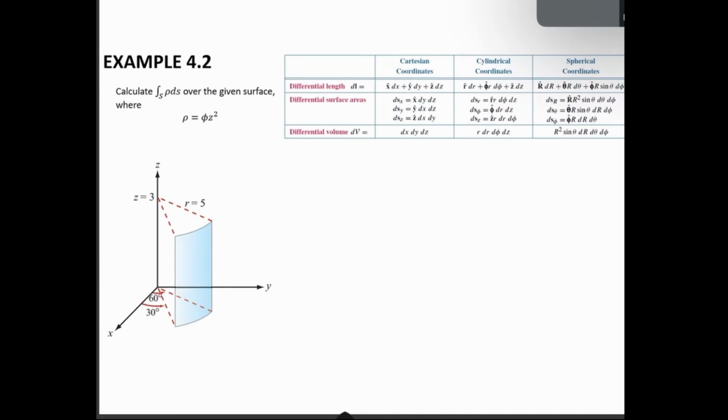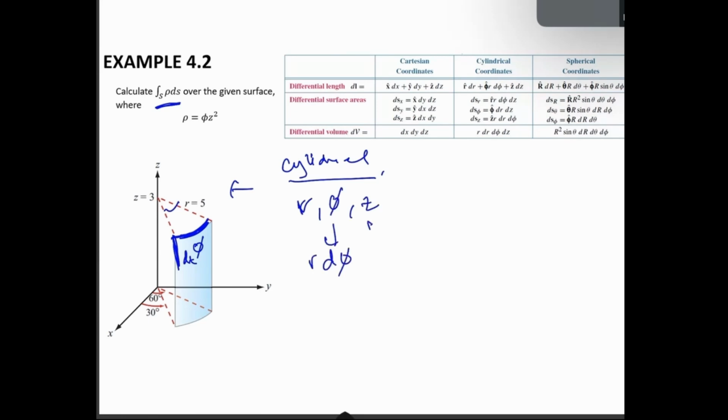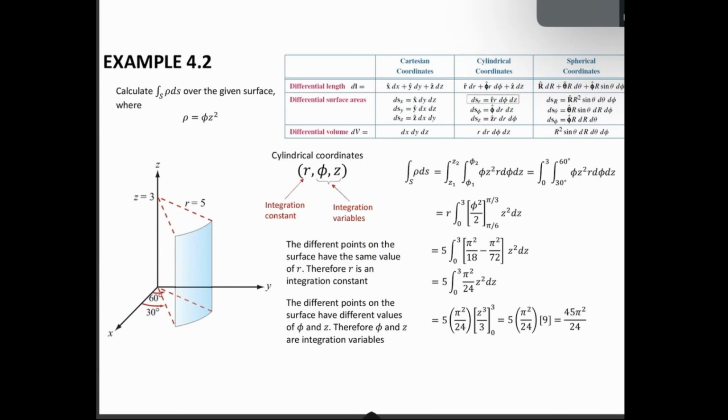And next is to calculate rho ds over the given surface. This is a cylindrical coordinate, with changes of phi and changes of z, dz. So r, phi, and z give dφ and dz. So our equation will become this. There are a few examples; I think you can go through these examples one by one.